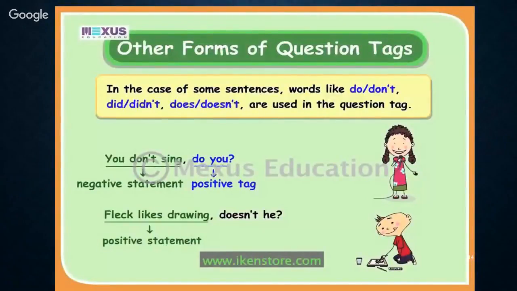In the case of some sentences, words like do or don't, did or didn't, does or doesn't are used in the question tag. You don't sing, do you? So here when we use the negative form, we use the negative form of the auxiliary verb do. You don't sing, do you? Flick likes drawing. Here there is no do in the given sentence, but we use the appropriate form of the verb do. Flick likes drawing, doesn't he? Likes is simple present tense, singular, so we use doesn't he.